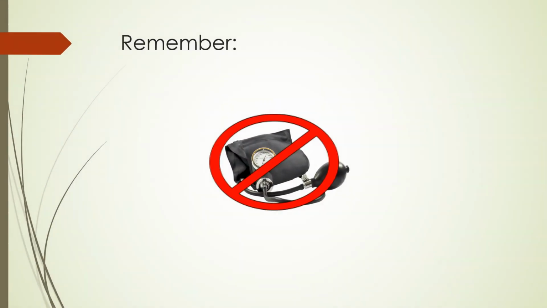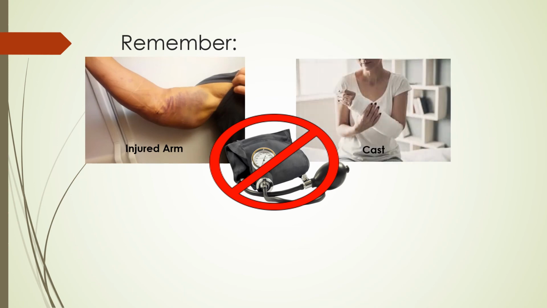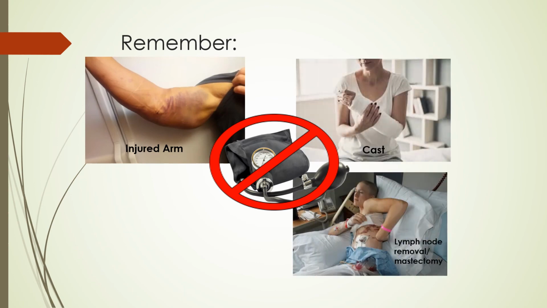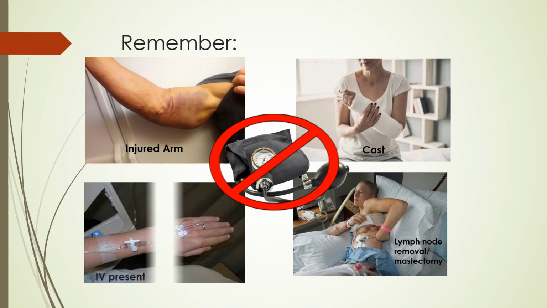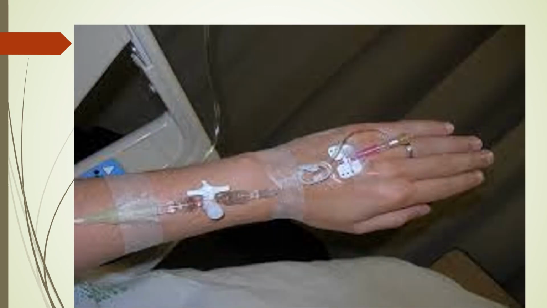Remember not to take blood pressure in an injured arm, an arm with a cast, a lymph node removal or mastectomy, or an arm with an IV, or intravenous, present. An IV is used for patients who need to receive medication immediately. Do not take blood pressure on the arm that has an IV because the pressure cuff may dislodge the cannula or cause the cannula to come out of the vein. It can also cause further bleeding at this site.